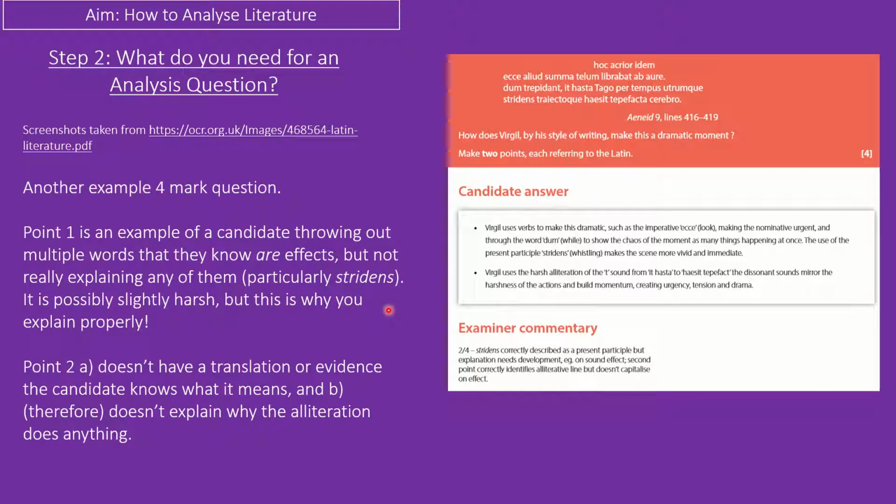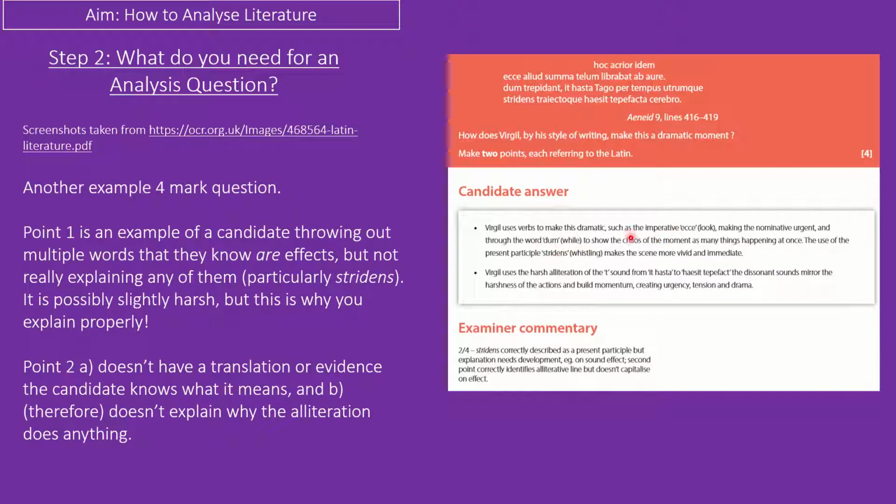This is a 4-mark question, which actually I think is possibly slightly harsh. So here they've picked out several different things, but they've not really analysed any of them. And this is that kind of problem: does this candidate actually know what's going on, or are they just picking out random words that they know the meaning of and hoping it kind of makes sense? So the imperative, it's not quite.